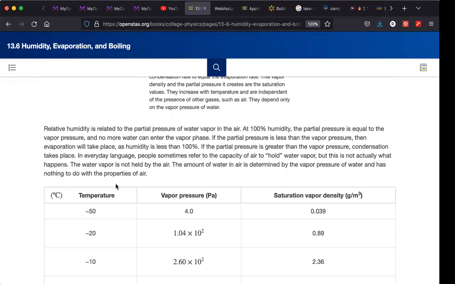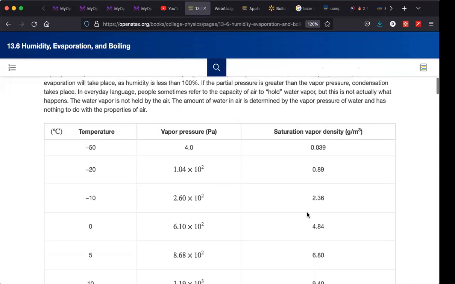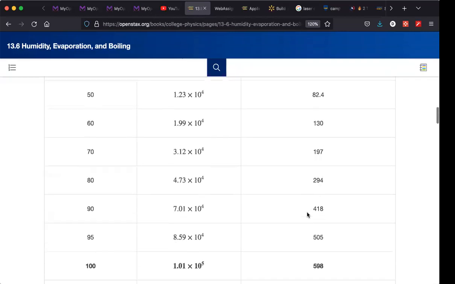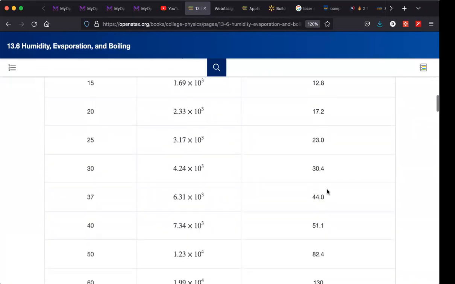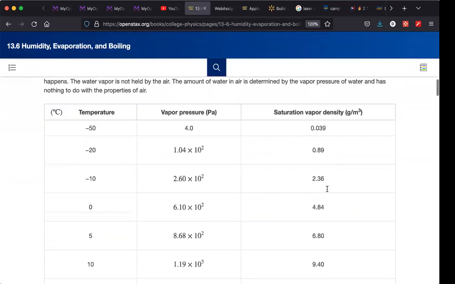As the temperature of the air increases, it actually allows more water to get into it. It can actually hold more water. And this is what we call the saturation vapor density of air. At negative 50 degrees, it has a very low saturation vapor density. So air cannot hold very much water at low temperatures, which is why in the winter it's so dry. It just can't hold water. As you get higher and higher in temperature, it increases. This is 0.039, and that's, I think, in grams per meter cubed.